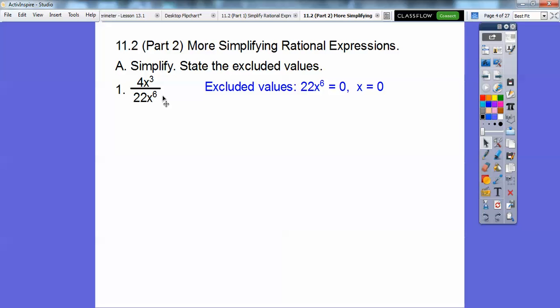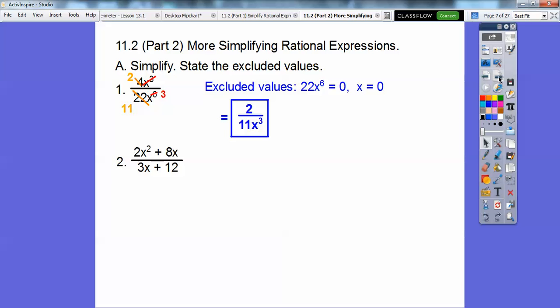And then over here, when I want to cancel, you guys, these 3 x's will take out 3 of these 6, so there'll be 3 left on the bottom. Okay, and then 2 goes into 4 twice and into 22 11 times. So canceling all of that right there, we should get 2 over 11x to the 6. So this is the simplified version. Don't forget your second part of your answer. x equals 0 is an excluded value.